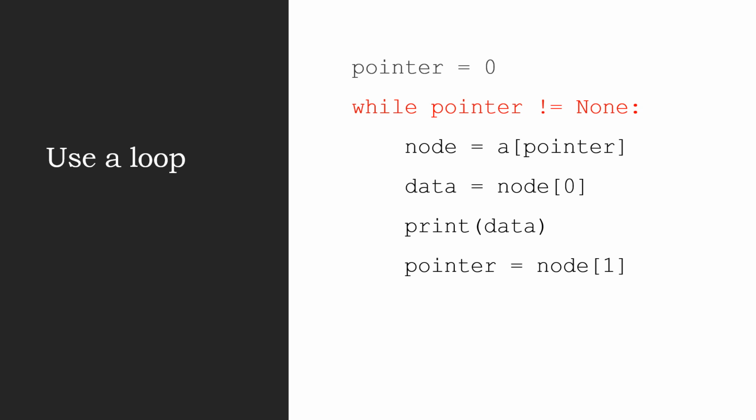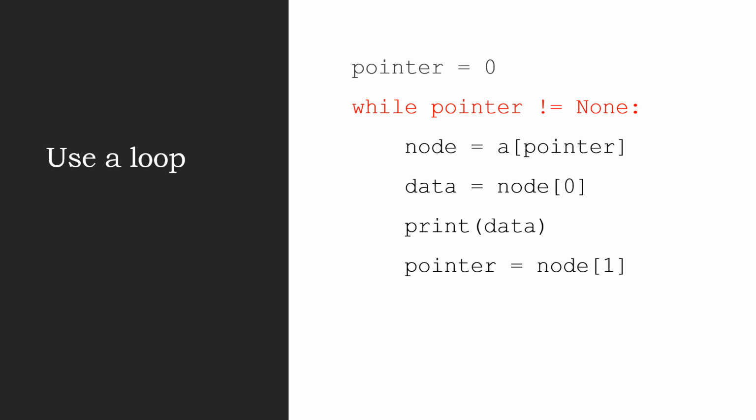We don't know how long the linked list is. We certainly can't count the length of the array, because the array can have empty nodes in it, or it might have more than one linked list stored in the same array. So we can't just count through the array, and that means we can't use a for loop. So we're going to use a while loop that just goes on as long as it can.